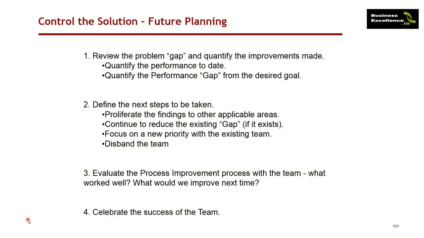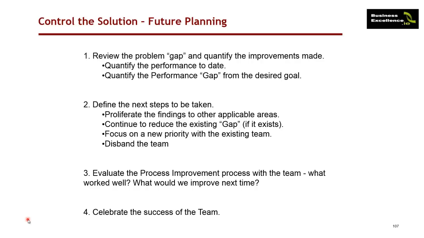What we might need to do is look at the existing performance gap and quantify: have we actually made any improvements? We also need to look at, is there still a gap there? Do we need to continue focusing on that gap? We might decide to proliferate the findings to other areas. So if we've come up with a good idea to make an improvement, we have an obligation to tell everybody else. We might focus on a new priority with the team, or we might decide to disband the team because the job is done.